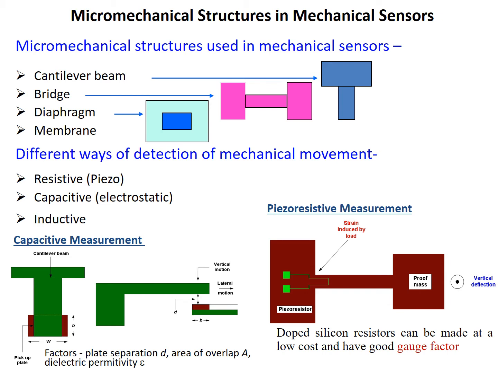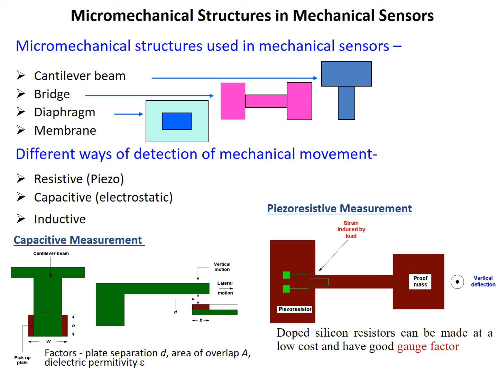We have also told what the typical microstructures are that we use for developing the MEMS mechanical sensor. Here the cantilever beam is one type of structure. Then we have the fixed beam configuration that we call the bridge configuration, and here we have the diaphragm or the membrane. These are the typical structures which we use to develop the MEMS mechanical sensor.